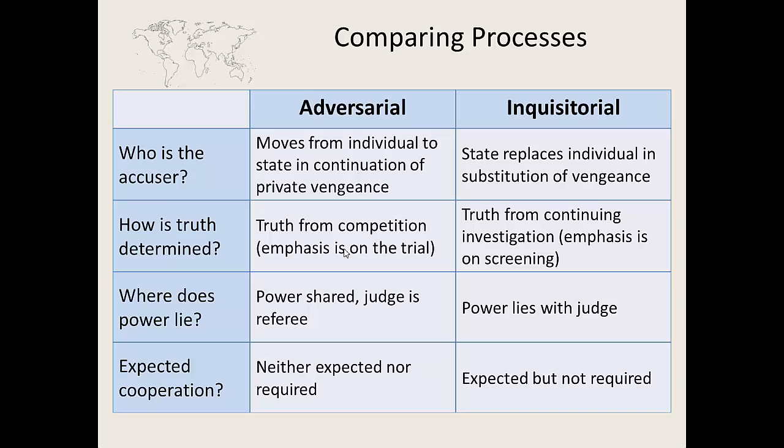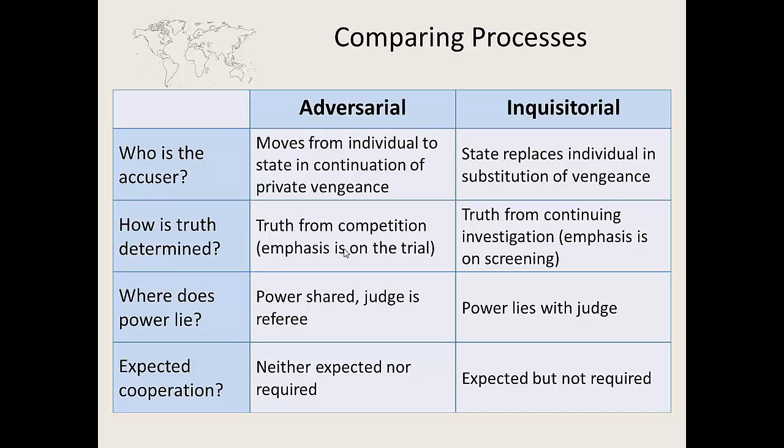The judge, for example, under an inquisitorial system will be the one that decides which witnesses will be heard from, will be the one who questions the witnesses. If either of the attorneys for prosecution or defense want to ask questions, they do so with the judge's permission. So the judge has a much more clear and important role. I won't say important role, but certainly a more clear and maybe more powerful role than they do in the adversarial system. Expected cooperation, this refers to the idea of the defendant.